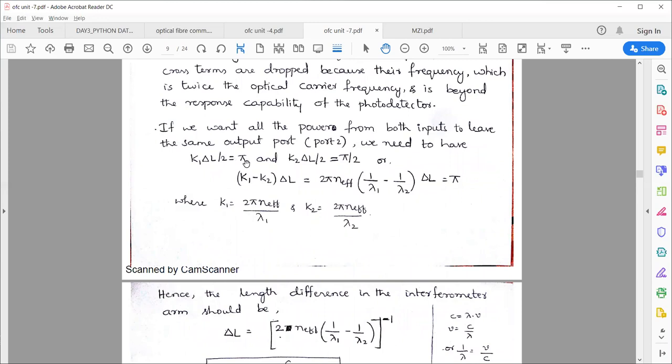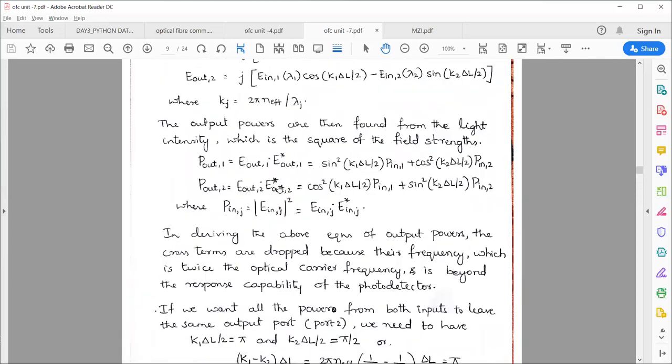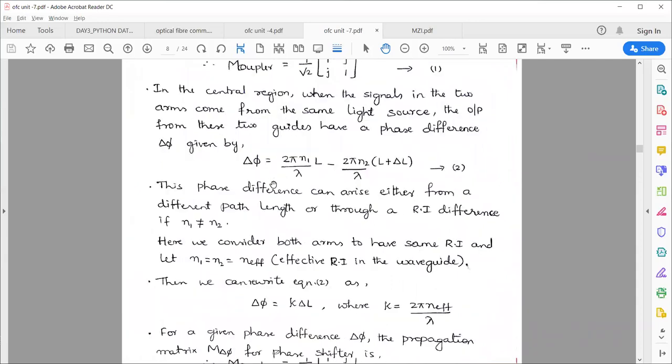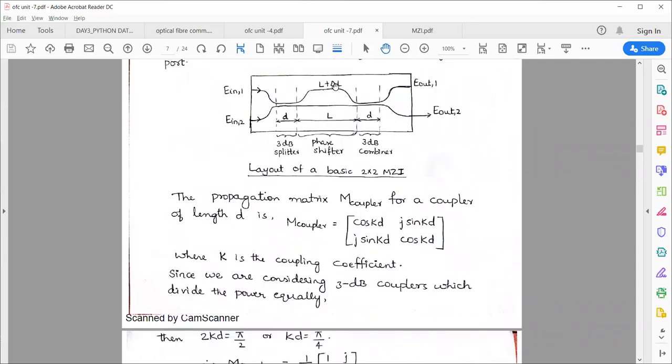So this is the condition which we have to substitute: K1 delta L by 2 is equal to pi, K2 delta L by 2 is equal to pi by 2, so that P out 1 is 0 and P out 2 is P in 1 plus P in 2. Let me rearrange this term. Let me subtract these two terms so that we end up with an expression in terms of delta L. That expression will define what must be the additional length that you have to introduce to one of the arms of the phase shifter, so that the constructive interference will happen at port 2 and destructive interference will happen at port 1.